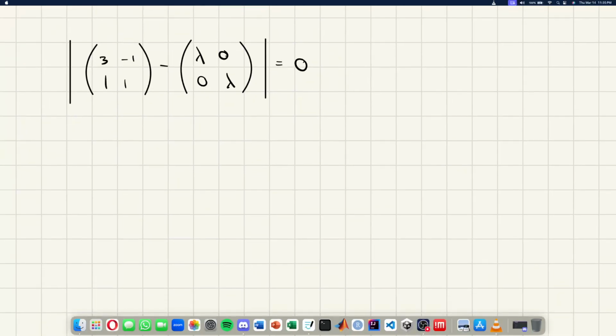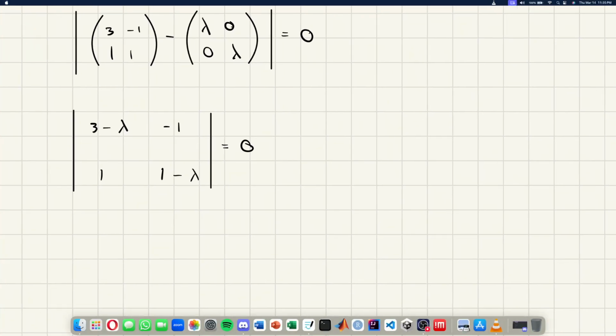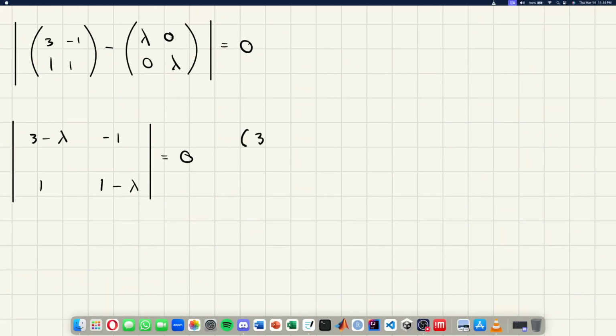And so now we can subtract this, which is very simple. We'll just go by component. So we have 3 minus lambda, -1 minus 0, 1 minus 0, and then 1 minus lambda. Now we're interested in taking the determinant of this. This is 2 by 2, so all we have to do is cross multiply these entries, which comes out to 3 minus lambda times 1 minus lambda, and then we subtract -1 times 1, so minus -1 is just +1. It's equal to 0.